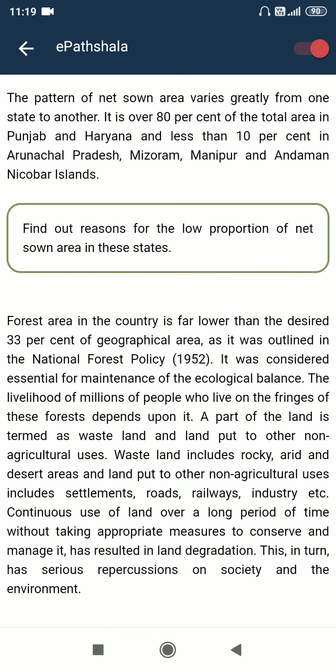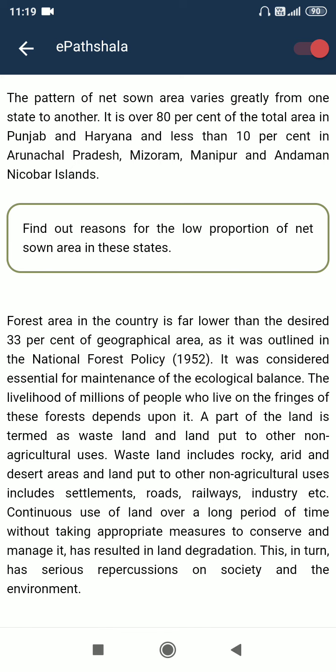Forest area in the country is far lower than the desired 33% of geographical area as it is outlined in the National Forest Policy 1952. It was considered essential for maintenance of ecological balance. The livelihood of millions of people who live on the fringes of these forests depends upon it.